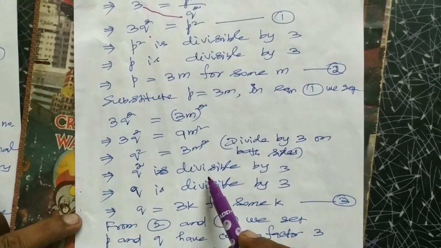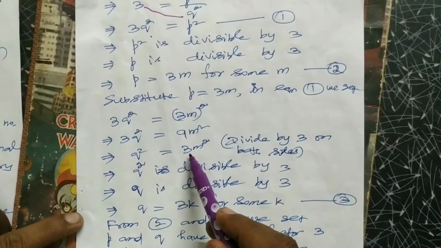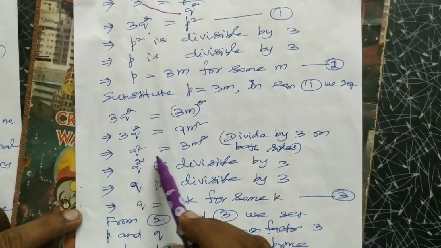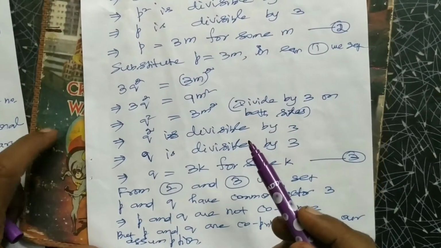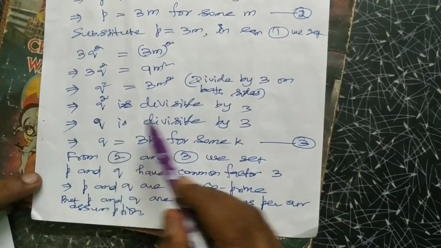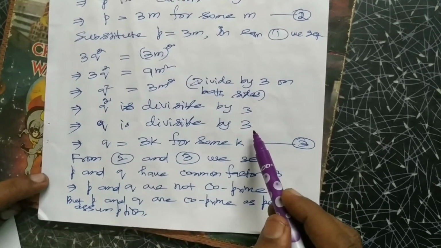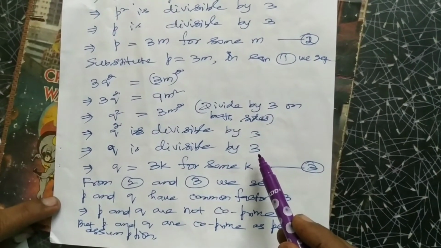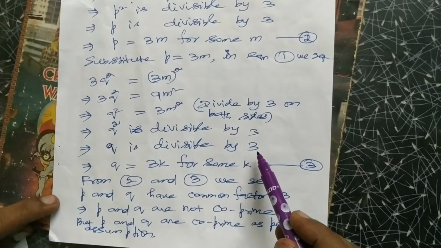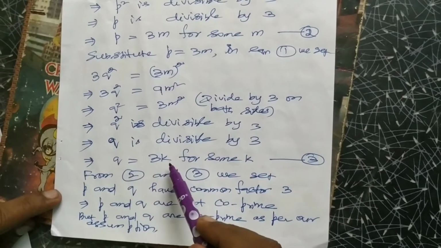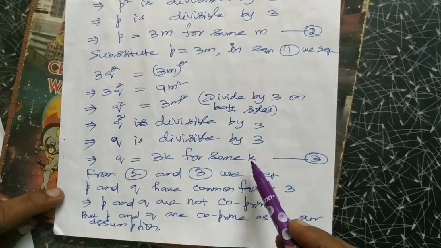As q square equals 3 times m square, q square is divisible by 3. In q square, 3 is a factor. When q square is divisible by 3, q must be divisible by 3. Divisible by 3 means, for example, 12 is divisible by 3. 12 can be written as 3 into 4. Like that, q is divisible by 3. q equal to 3 into some positive number.